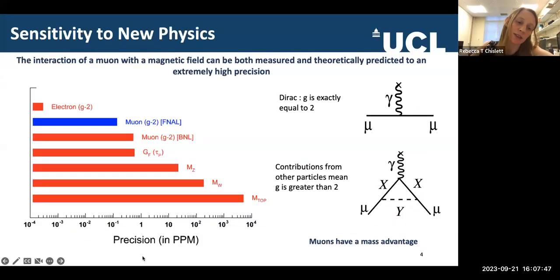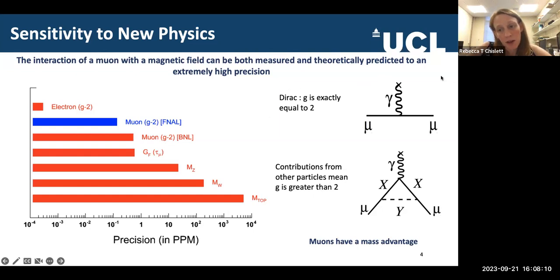So this plot on the left shows some of the most precisely measured quantities in particle physics. And you can see that the muon g-2 is one of the most precisely measured that we have, and in fact I think is the most precisely measured quantity at a particle accelerator.